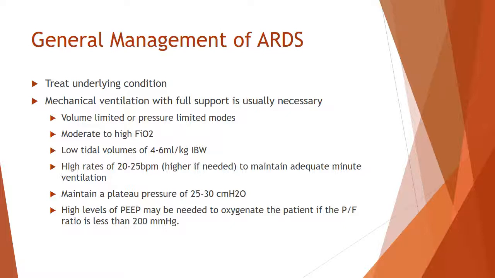or pressure limited mode. We're going to consider moderate to high FiO2s with low tidal volumes of 4 to 6 mL per kg of their ideal body weight. We'll use high rates, usually between 20 to 25, and sometimes higher, up to 30 to 35 if needed, to maintain adequate minute ventilation, depending on what their tidal volume is and how their ABGs are looking.